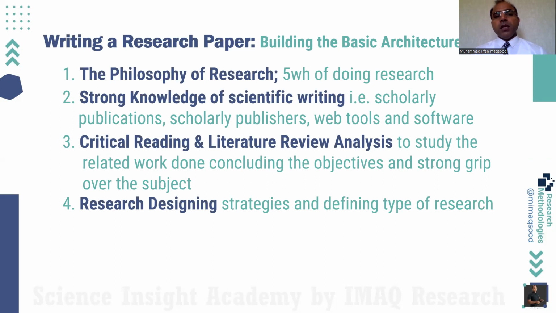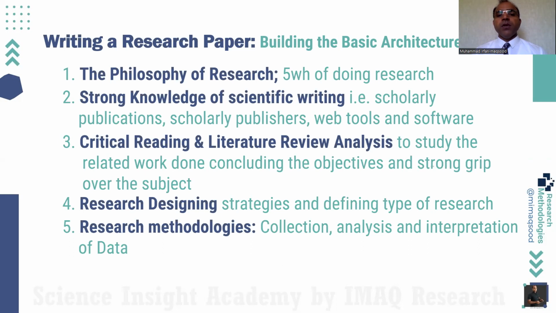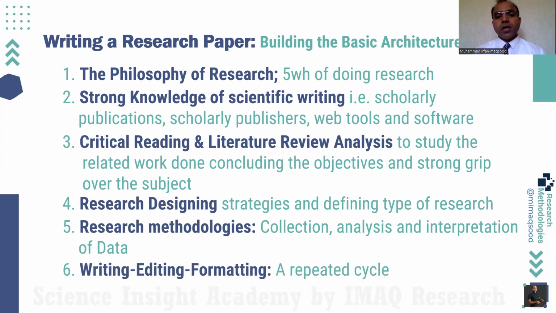In addition to this, when we understand the basic 5WH of doing research, what scientific writing is, and how the literature happened in the past, what kind of research has been done, we go on to design our research projects. So we go for research designing strategies, and we define what type of research we want to do. Then we do the research, following some research methodologies, which includes the collection, analysis, and interpretation of data, and then we formulate our first draft of the research paper.